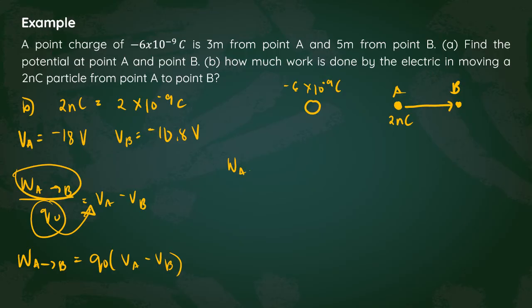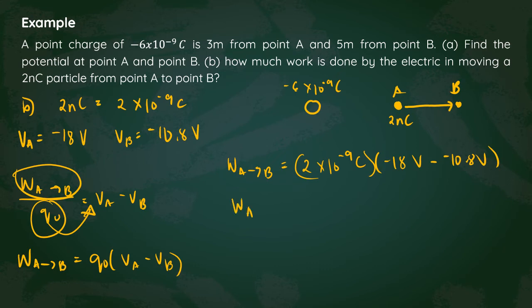Now substituting our values, the work done from point A to point B is equal to your charge, 2 times 10 raised to negative 9 coulombs, times your VA, negative 18 volts, minus negative 10.8 volts. What will be our answer here? We have work done from point A to point B is equal to 1.44 times 10 raised to negative 8 joules. If you input that in your calculator, you have 2 times 10 raised to negative 9 times negative 18 minus negative 10.8.